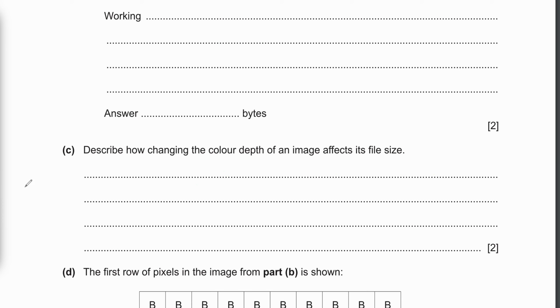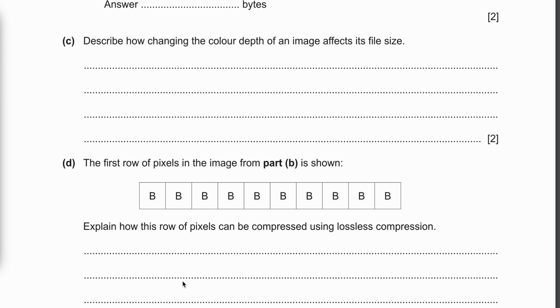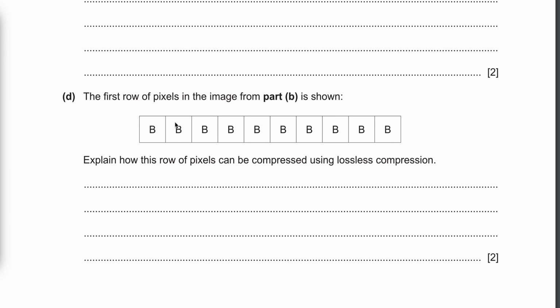Then the next thing that we have was a compression-related question, where we're given the first row containing all these, then explain how this row can be compressed using lossless. Lossless compression, we're saying that we can retain our original information. Original data can be obtained.